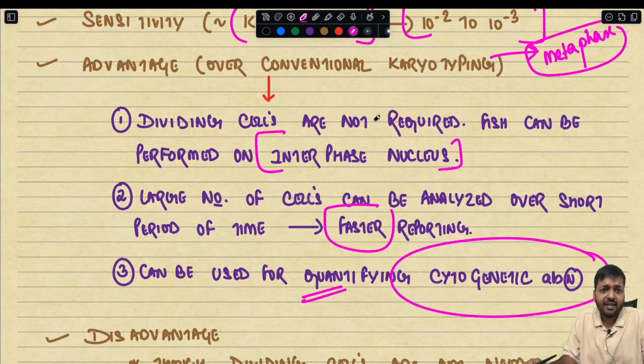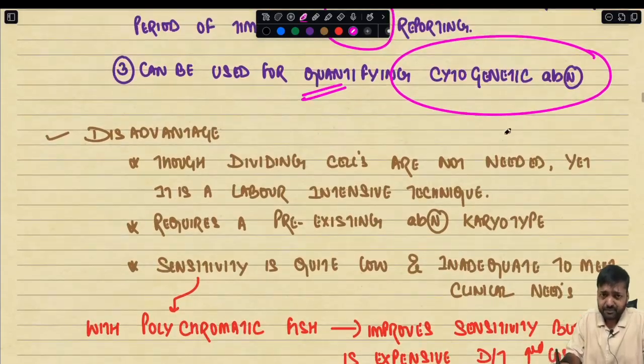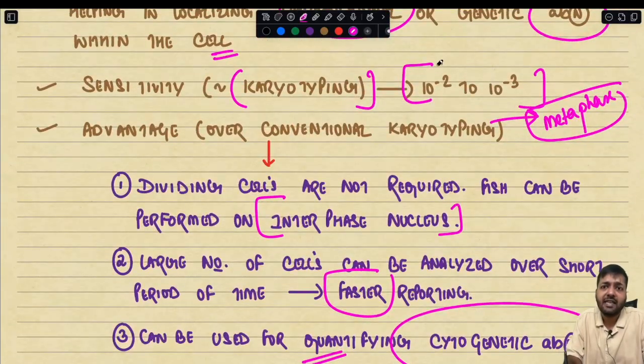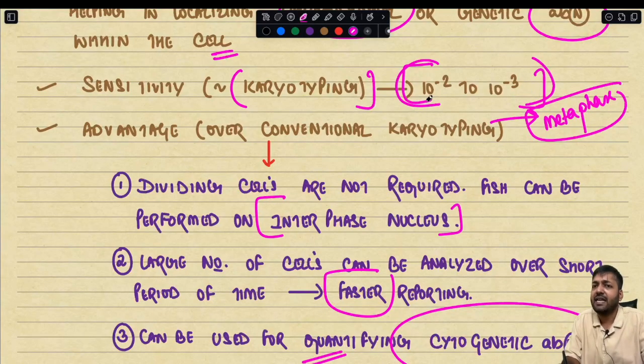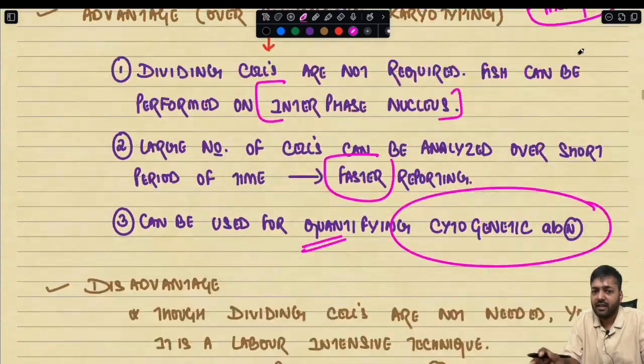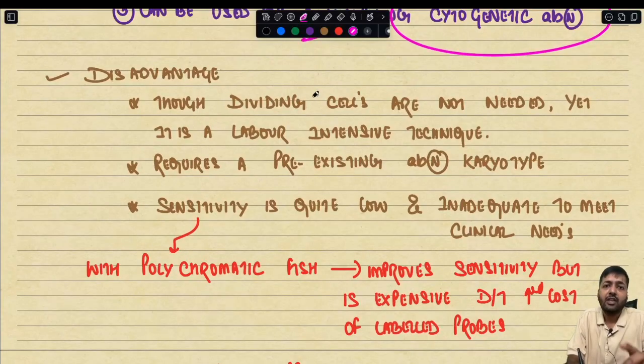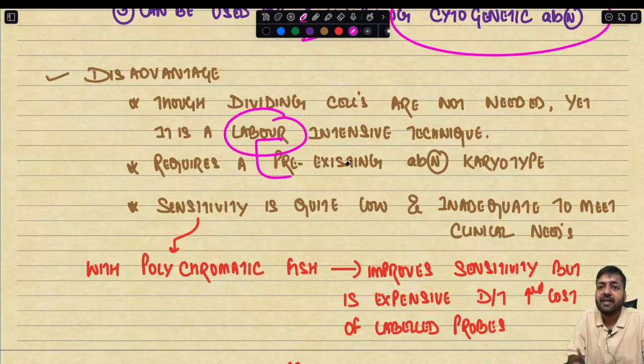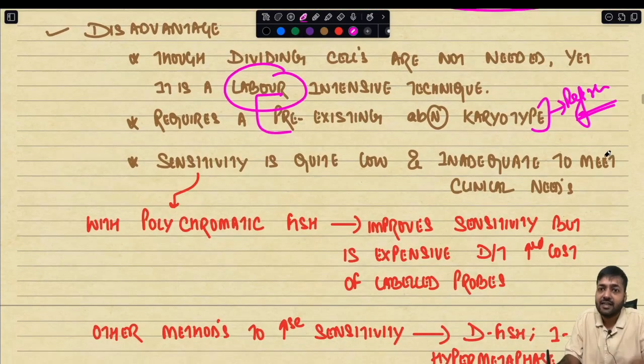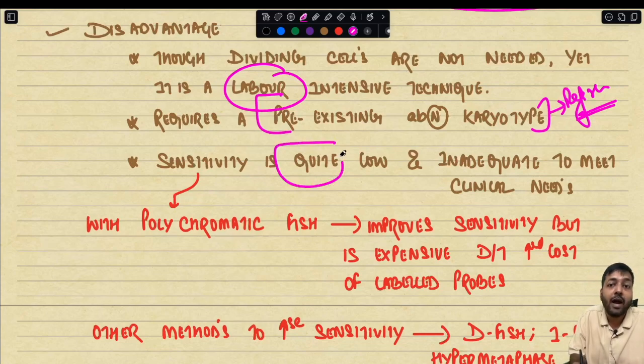So what is the disadvantage? One of the disadvantages: even if you see that the sensitivity is a bit better as compared to conventional cytogenetics, it is not enough for clinical MRD monitoring. The disadvantages include, though dividing cells are not needed, yet it is a labor intensive technique. Secondly, it requires a pre-existing abnormal karyotype as a reference, just like your conventional cytogenetics. Thirdly, as I told you, sensitivity, though it is better than the conventional cytogenetics, is quite low and inadequate to meet the clinical needs.